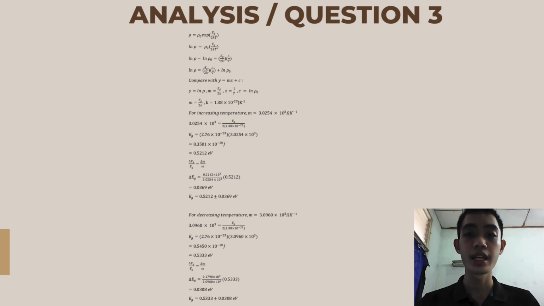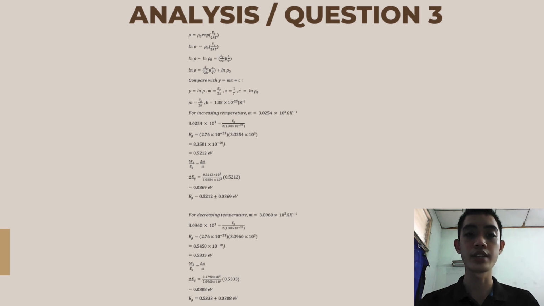Eg over 2k times 1/T plus ln rho naught. By comparing the equation with y equals to mx plus c, the value of gradient of the graph is equal to Eg over 2k.